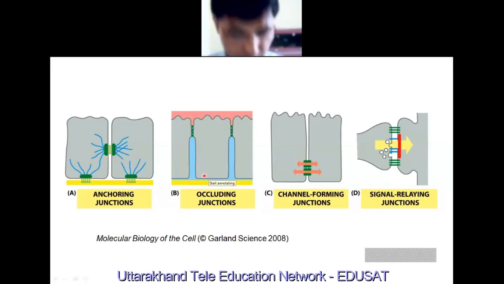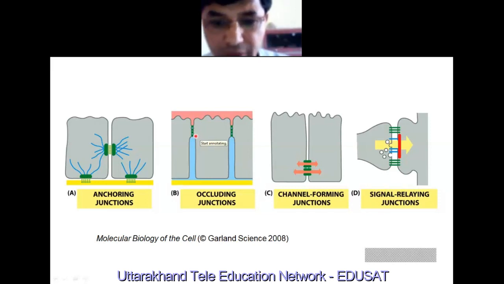Then we will come to the second part, the occluding junctions. Now you will see here, in the case of occluding junctions, this is one cell and this is another cell. These occluding junctions seal the gap between cells in epithelia. By that process, the cell will become impermeable to other cells on one hand, and on the other hand, this cell becomes selectively permeable. So this is the role of occluding junctions.